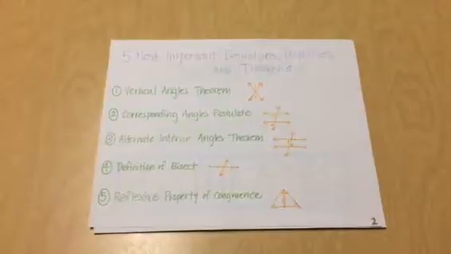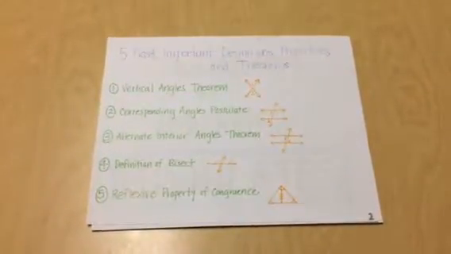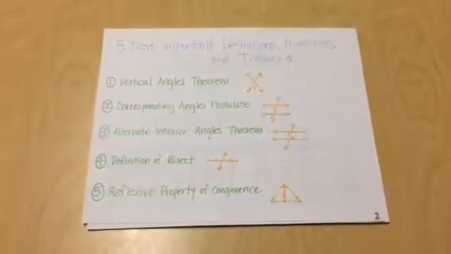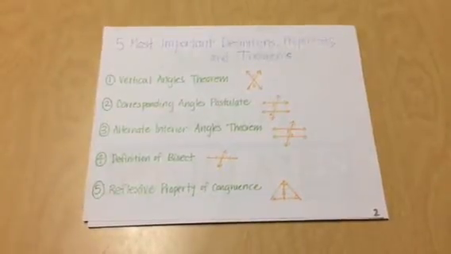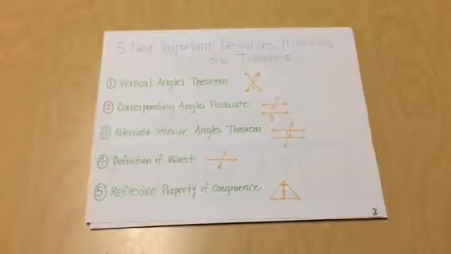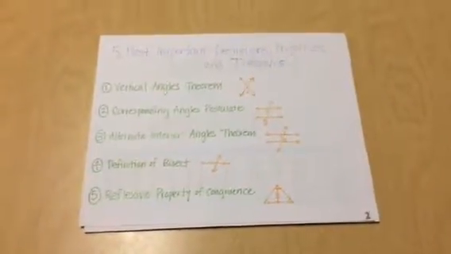The fourth one is the definition of bisect, which is when a line divides a segment into 2 equal parts. It's shown by 2 tick marks. The last one is the reflexive property of congruency, which shows that whenever any shape shares a common side, those sides are equal.